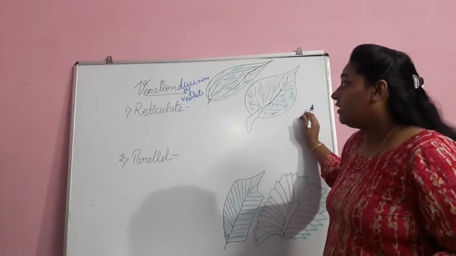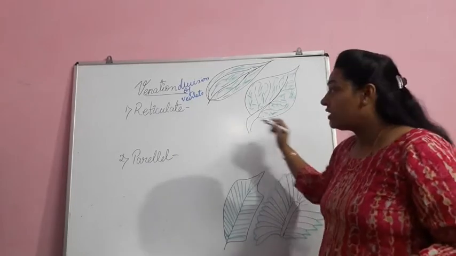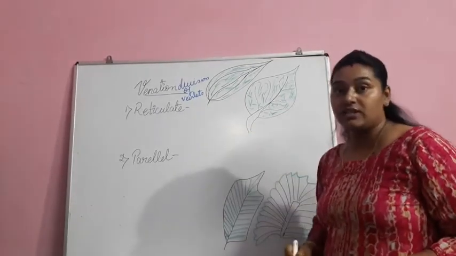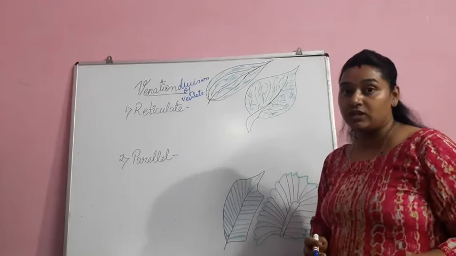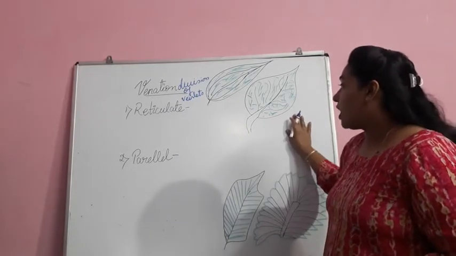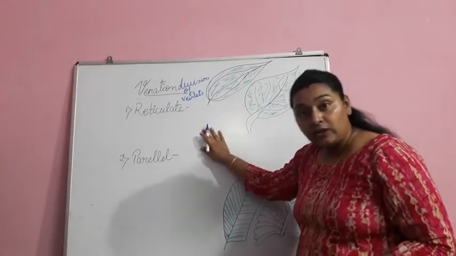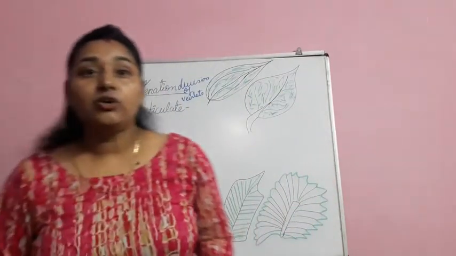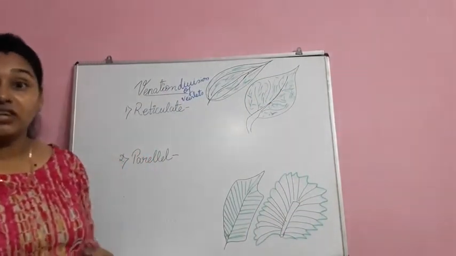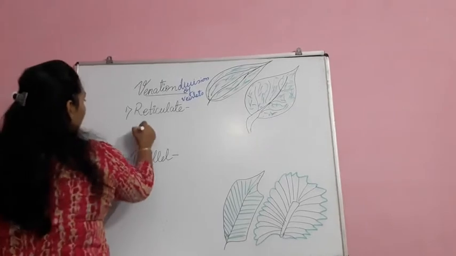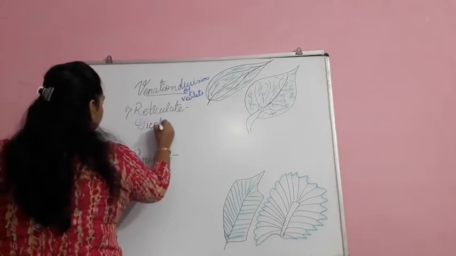So basically the venation is of two types. One is reticulate and the other is the parallel venation, which we have to study in this. So now let's start with the reticulate kind of venation. Reticulate venation is generally seen in the dicot plants.